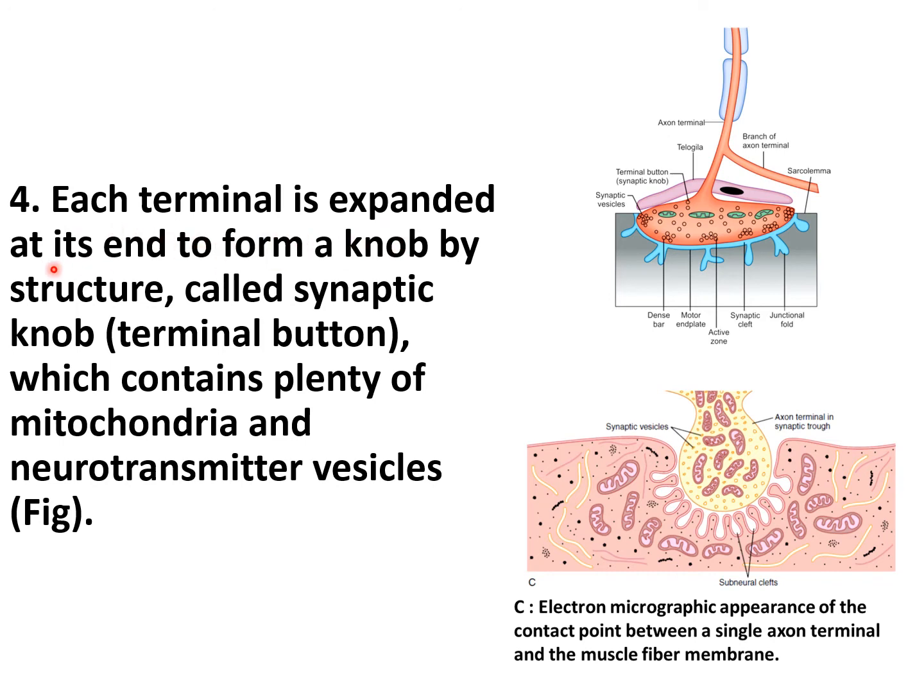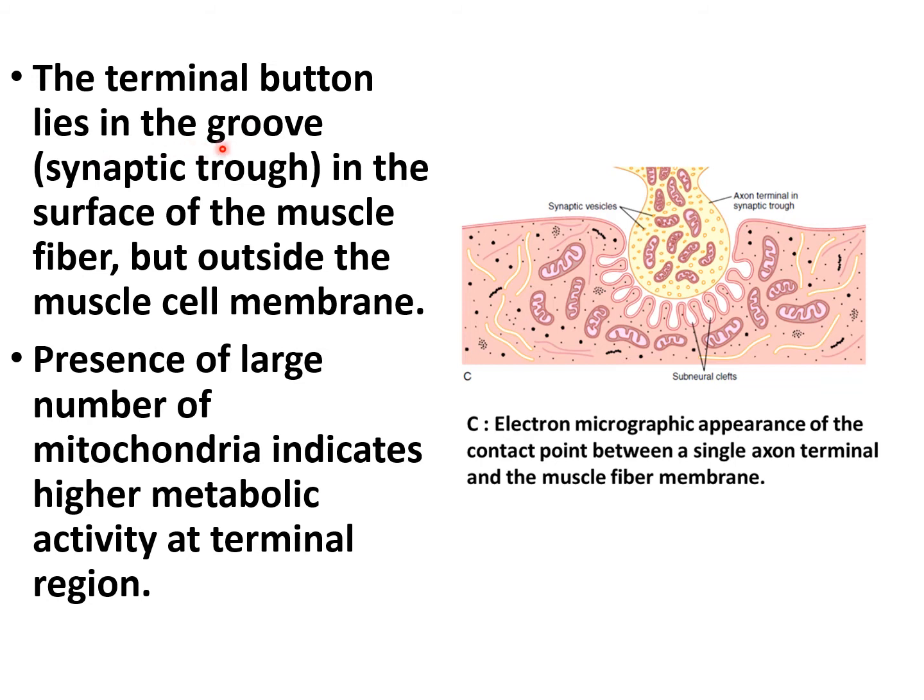Then each terminal is expanded at its end to form a knob-like structure known as the synaptic knob or terminal button. It contains plenty of mitochondria and synaptic vesicles. The terminal button lies in a groove in the surface of the muscle fiber. So this is the muscle fiber, and this terminal button or synaptic knob lies in the groove in the surface of the muscle fiber but outside the muscle cell membrane. The presence of a large number of mitochondria indicates higher metabolic activity at the terminal region.